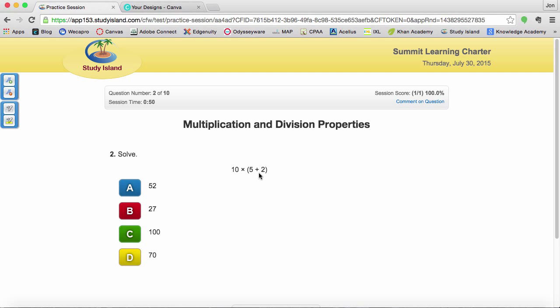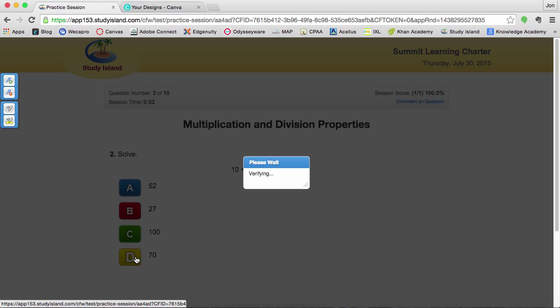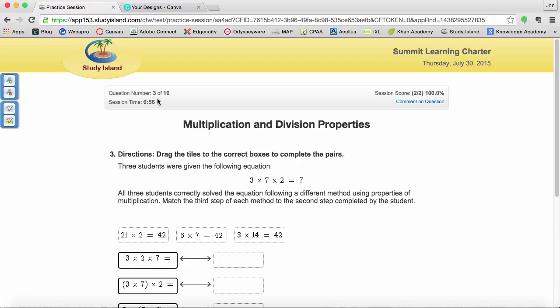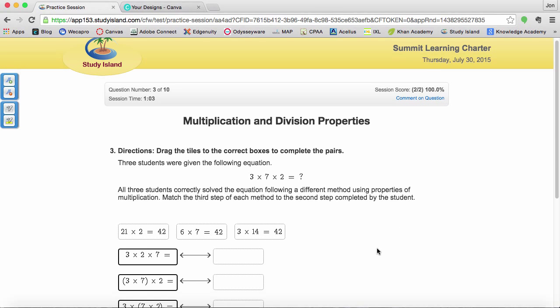So 10 times 5 plus 2 is going to be 70. And again, I'm getting some questions right. I'm on question 3. I'm getting timed. I can see my score. So it does keep track of your progress and how well students are doing.